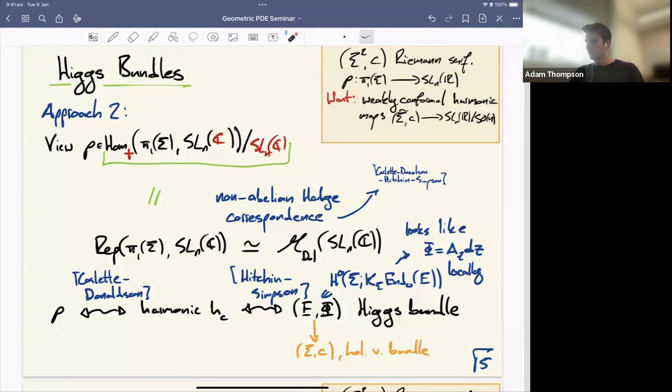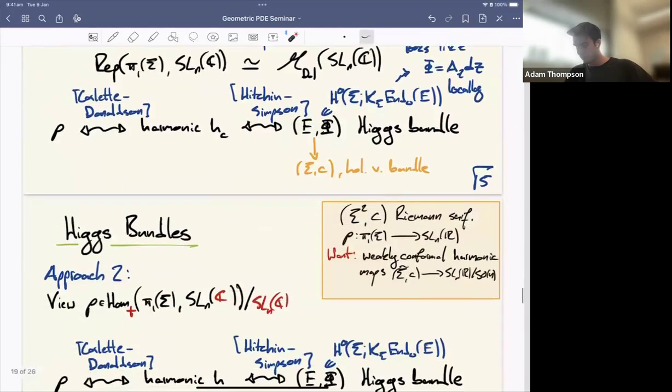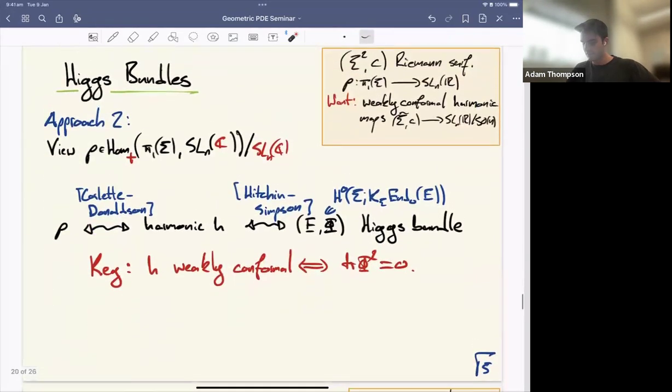On the surface of it, perhaps this doesn't buy as much, but the key point is that if we trace through how this correspondence actually works, our map H is weakly conformal if and only if, when I square the matrix part of this Higgs field and take the trace, I get something that's identically zero. So it vanishes identically on my Riemann surface.